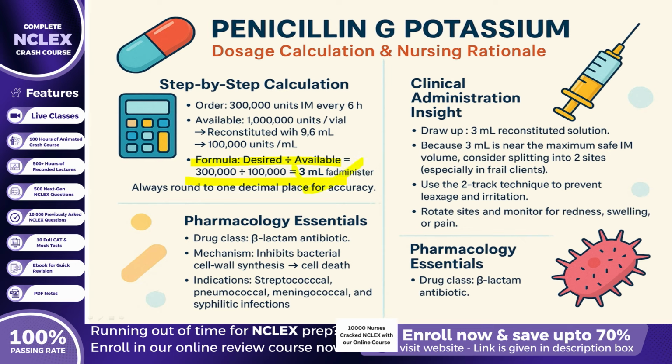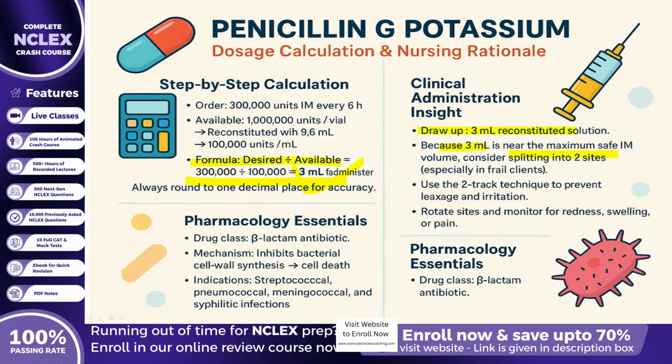In clinical terms, this means the nurse should withdraw 3 milliliters of the reconstituted penicillin G solution for administration. Because 3 milliliters is near the maximum volume that should be given at a single intramuscular site, the nurse may consider splitting the dose between 2 injection sites, especially in frail or underweight patients, to reduce pain and ensure optimal absorption.